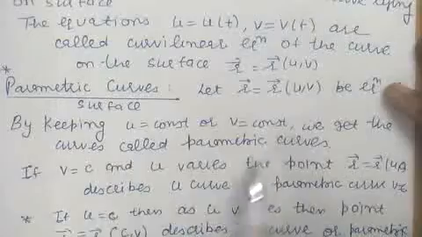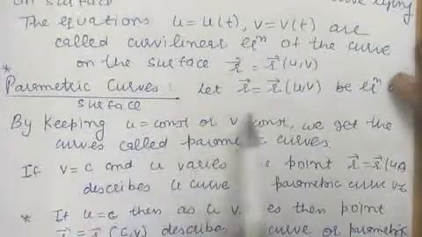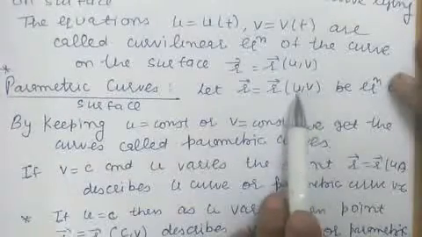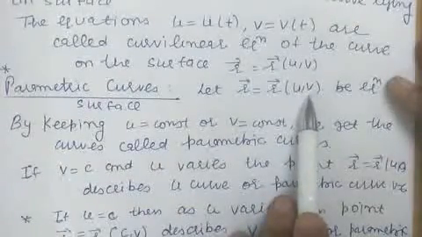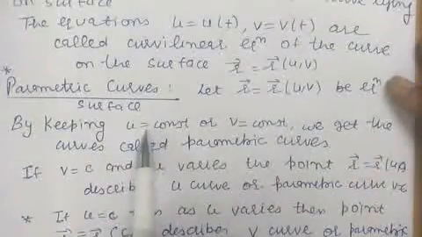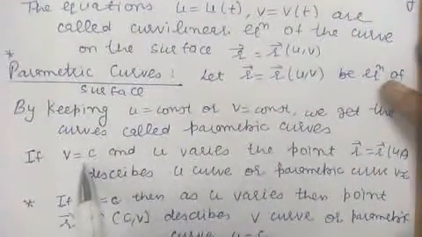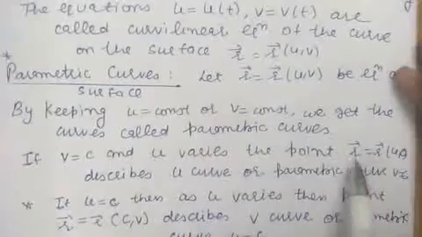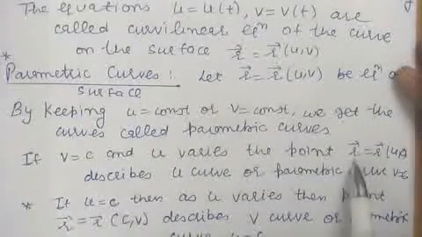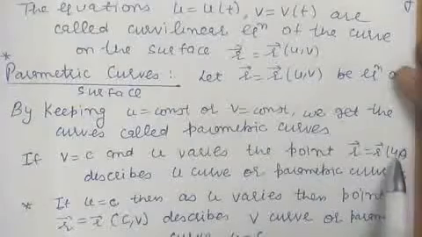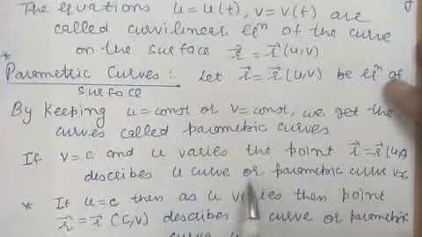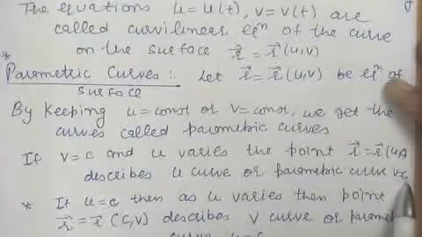Now the last definition is what are parametric curves. Let us consider this with the equation of a surface. If we keep any one of the two parameters constant, then we get two curves which are called parametric curves. If we keep v equal to constant and u varies, then the point having the position vector as vector r as the function of u and c describes a curve. This curve is called u curve, or we can say parametric curve v is equal to constant.